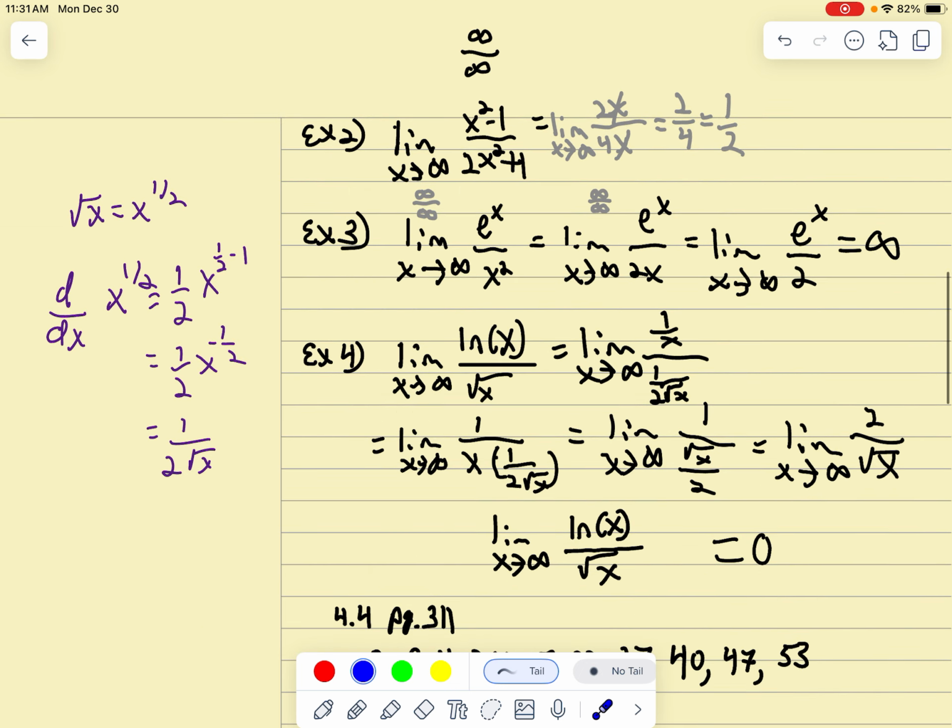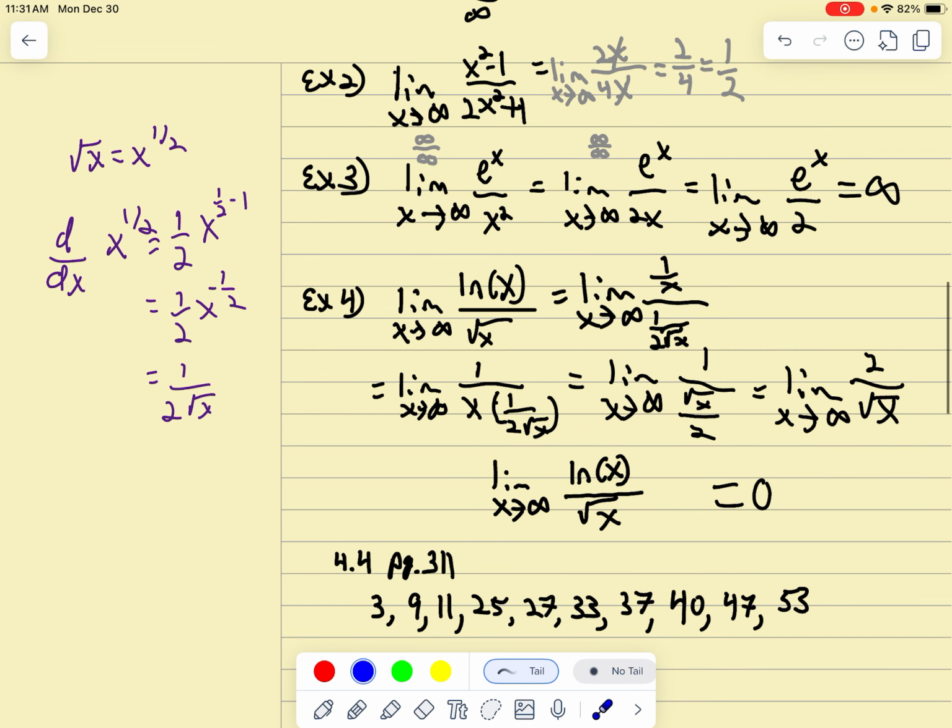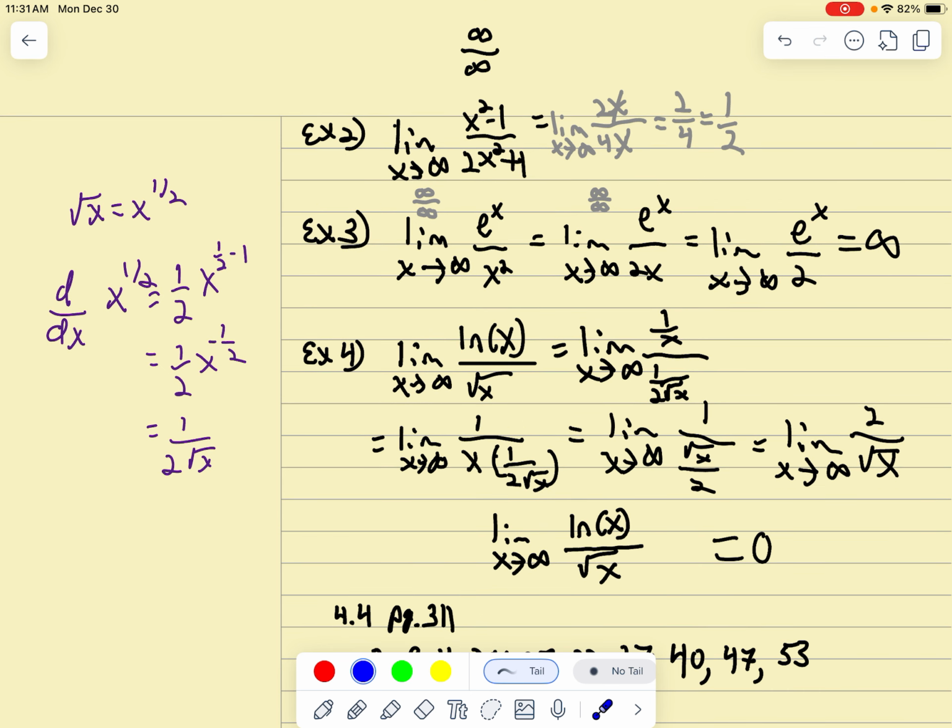All right, so let's look at the last one, ln of x over the square root of x as x goes to infinity. Well, you have to remember something. If you plug in infinity on top, you get infinity. And if you plug in infinity on bottom, you get infinity. So it matches the indeterminate form, infinity over infinity. So now we take the derivative of the top and bottom. Derivative of ln of x is 1 over x. And the derivative of the square root of x is just 1 over 2 square root of x.